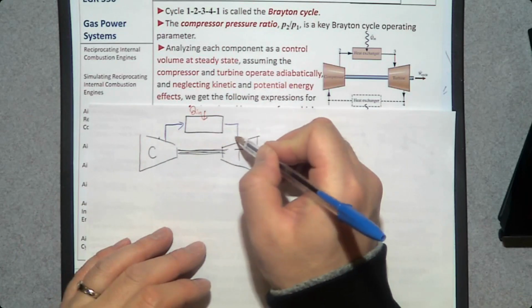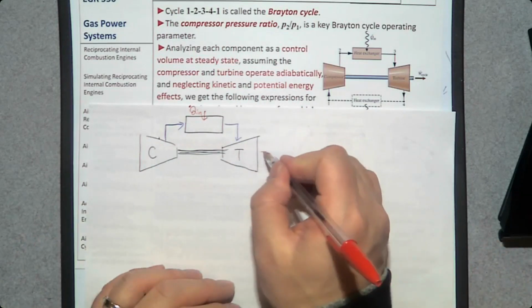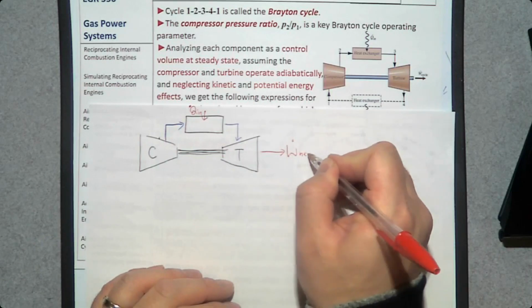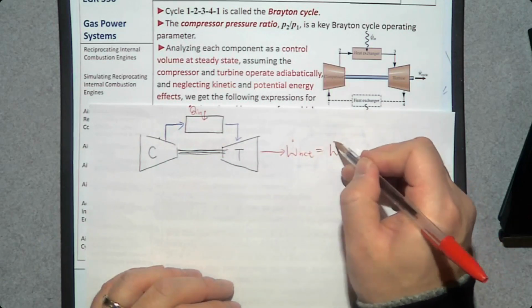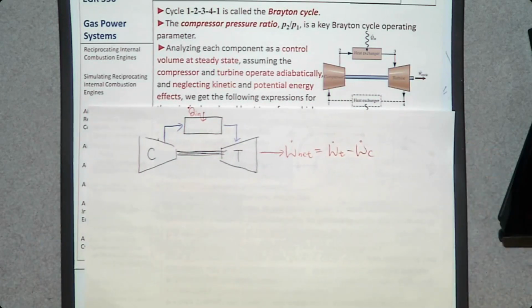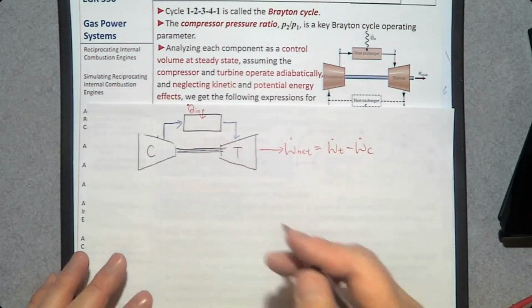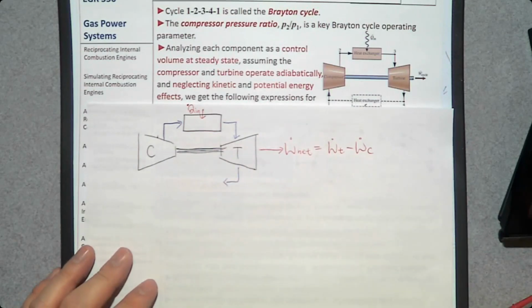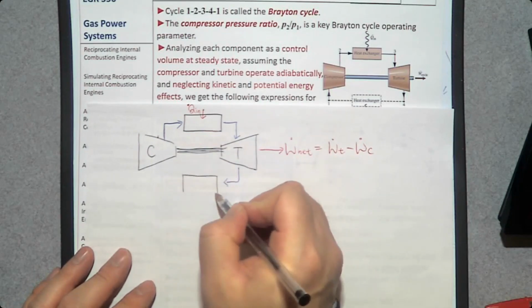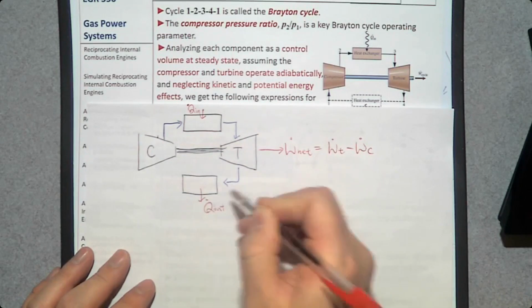After heat is added, it's going to enter the turbine to produce power. So there is a net power developed, W dot net, and this net power is going to be W dot T minus W dot C, the turbine power minus the compressor power, because the compressor is driven by this turbine. And then this cycle is going to be completed by a heat exchanger, where we reject any waste heat.